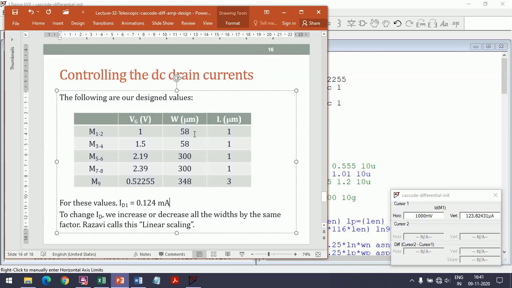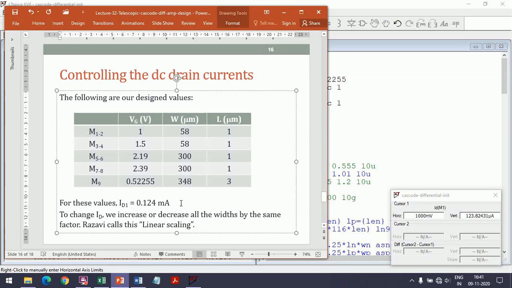So if we keep these width ratios unchanged, this is 300, this is 58, this is 348, and just multiply them by the same factor, then the current will change by that same factor. Razavi calls this linear scaling. Linear scaling is a property of such amplifier circuits.